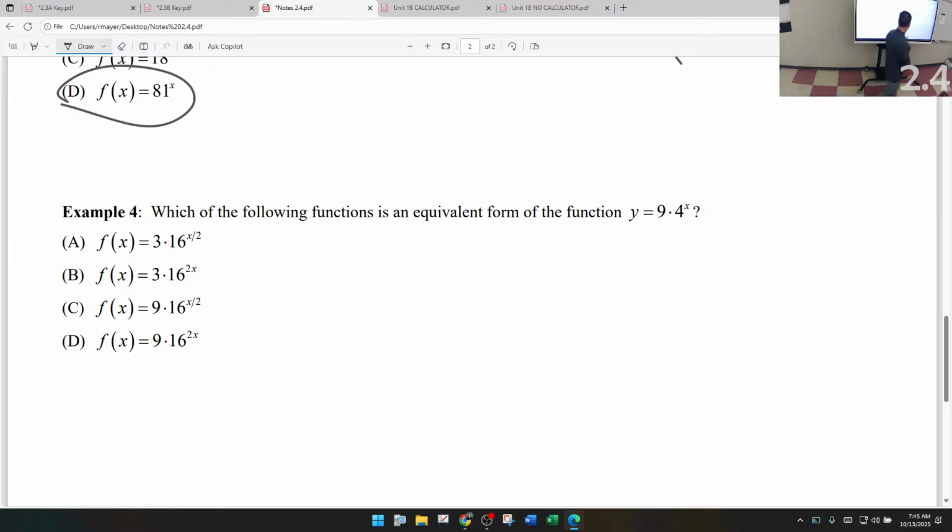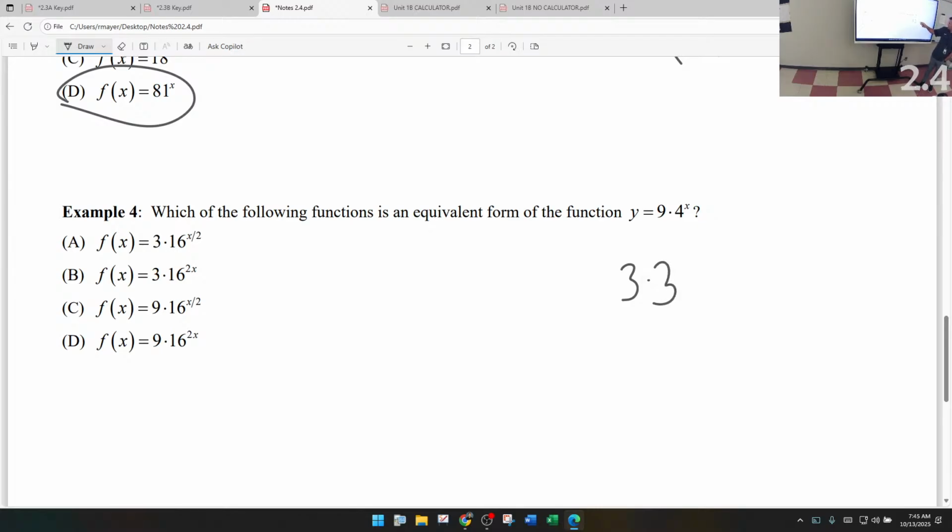Which of the following is equivalent to 9 times 4 to the x? So I look over there and I see a 3 and a 16, and a 3 and a 16, and a 9 and a 16, and a 9 and a 16. And this is a 9 and a 4. And this is to the x, and that's an x to the 1/2, and there's a 2x. I'm kind of looking at my answers, trying to decide how I want to do this. So 9 could be the same thing as 3 times 3.